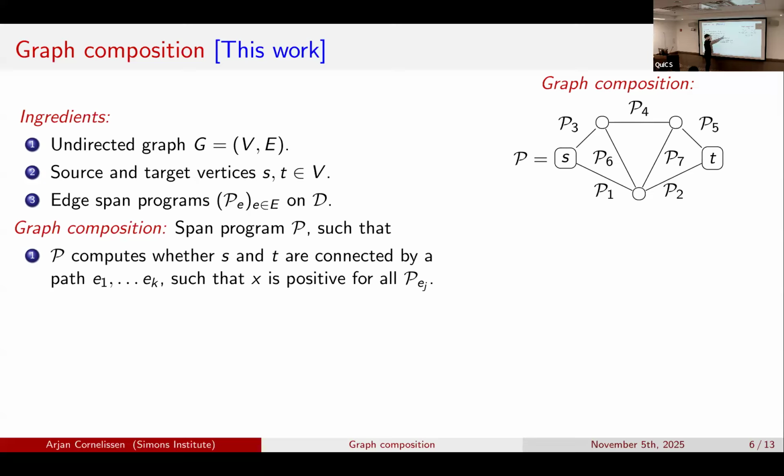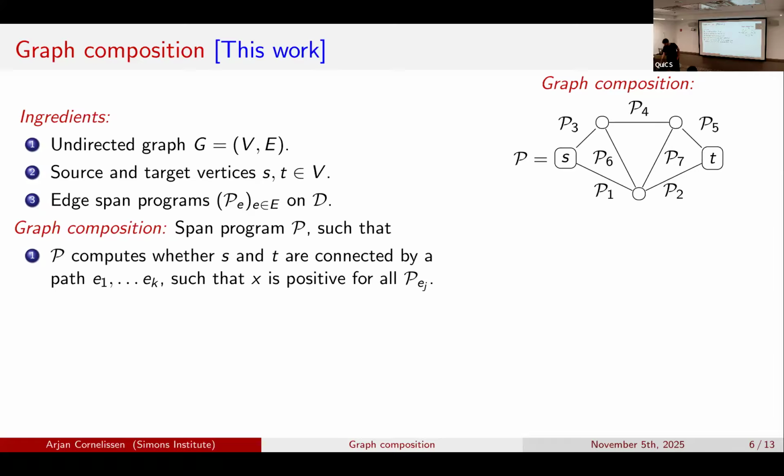So if I take any input from the domain, that input is going to be positive or negative for each of the edges, right? Because these are all individual span programs. Yeah. And so in each of these span programs, this input will be either positive or... Oh, I see. So given a particular input, you're going to get some configuration: some of the edges will be positive, some of the edges will be negative. And then what the new span program computes is whether it's possible to go from S to T along edges which are positive.